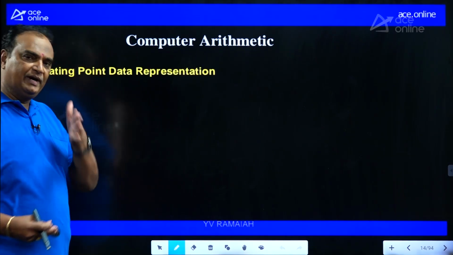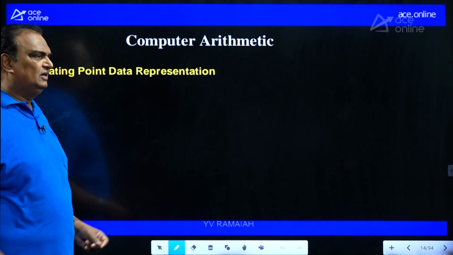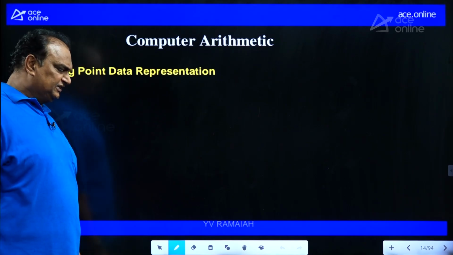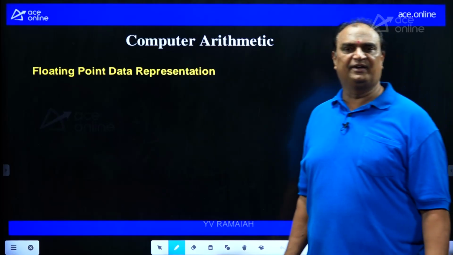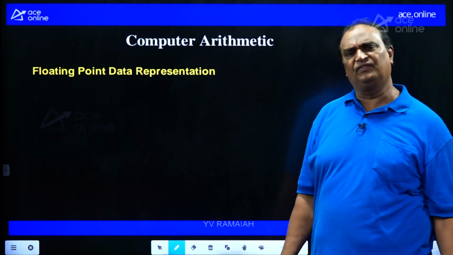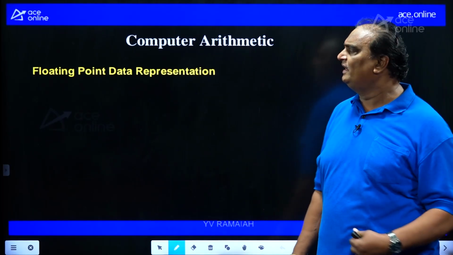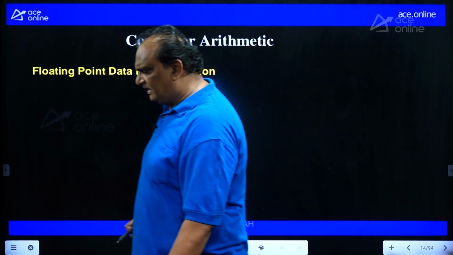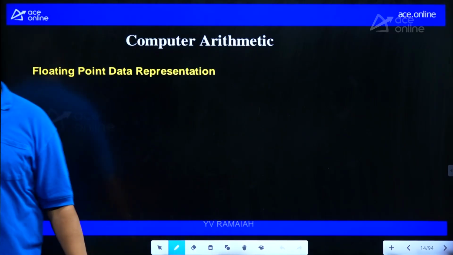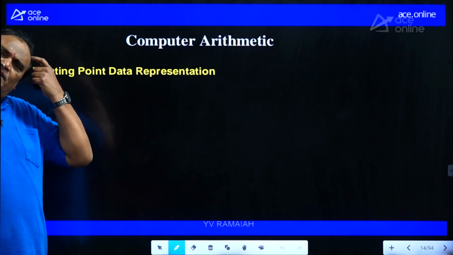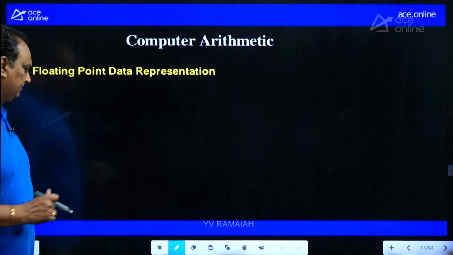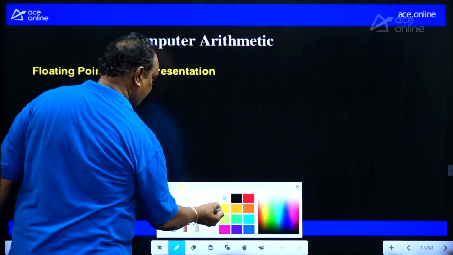Next, floating point representation. Floating point representation is used to provide more range when compared to the integer representation or fixed point representation. To represent the given data in floating point notation, the following parameters are needed. What are those? Look here.